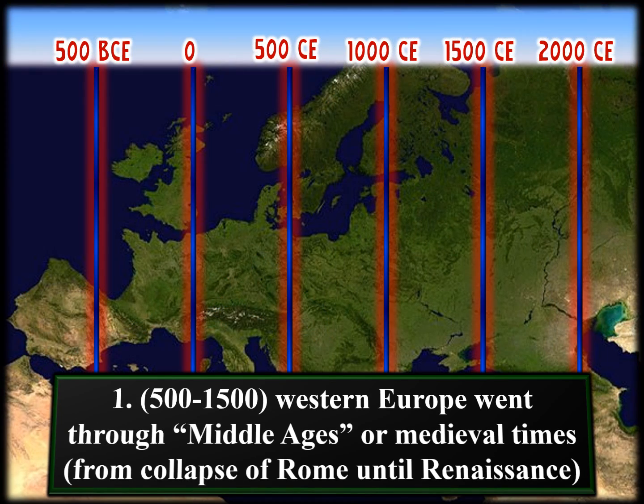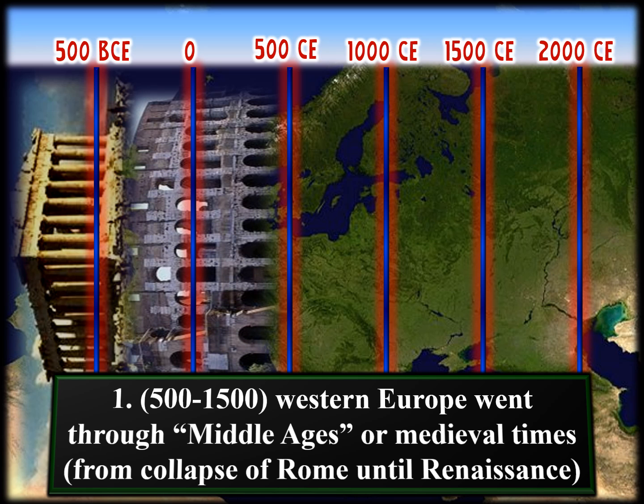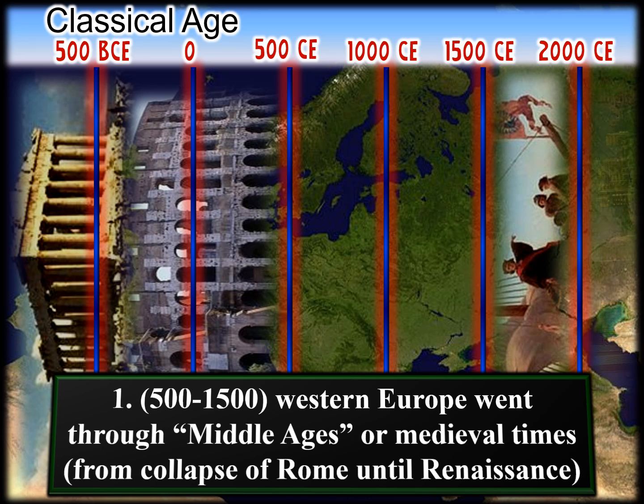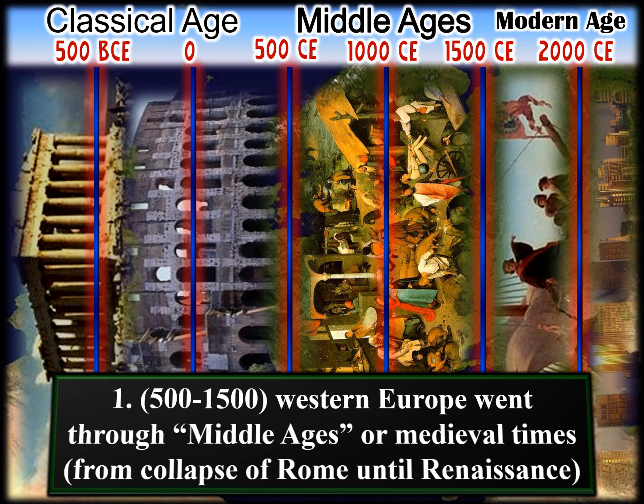So, timeline check. Between 500 and 1500, Western Europe went through what is known as the Middle Ages, or medieval times. It starts basically with the collapse of Rome and goes basically until the Renaissance era. There's the ancient world, the classical world, if you will, the classical age, and of course the Renaissance era, the Common Era, the modern age. What's in between is what we're covering in this unit, the Middle Ages.